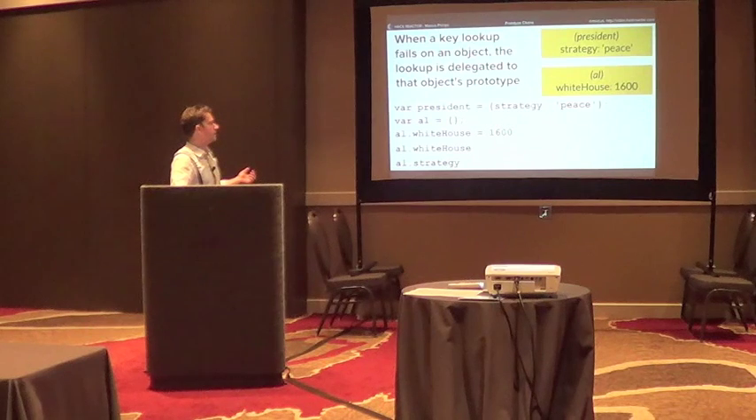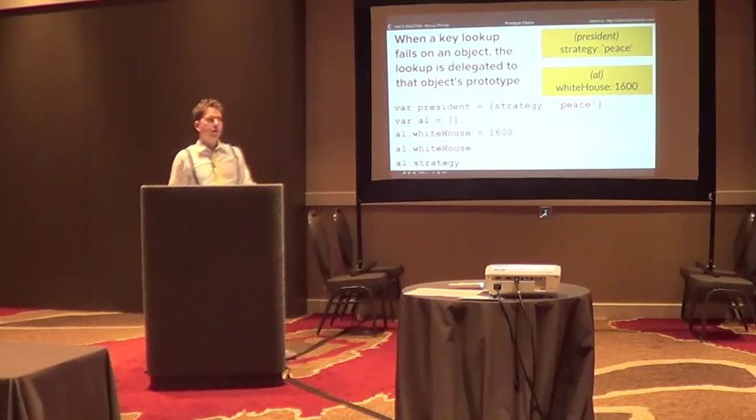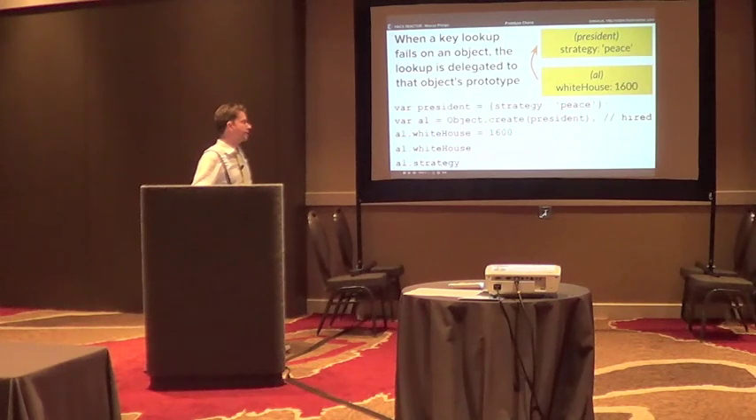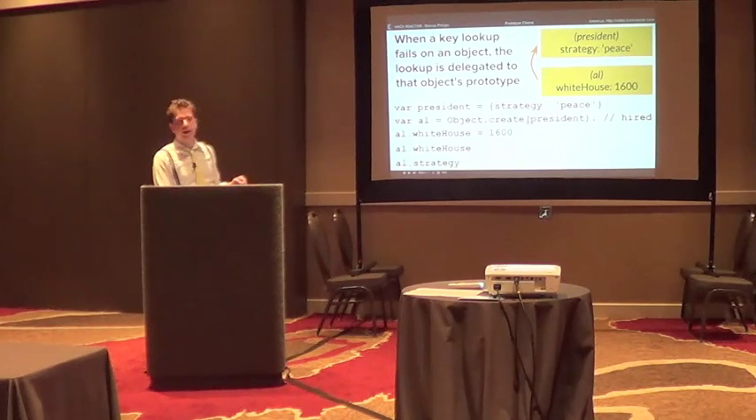But what if, instead of Al being a vanilla object, what if instead we created him in such a way that he would delegate? Al would delegate to the president. There is a function that you can run that will generate this relationship for you. It's called object.create. So instead of two curly braces, we're going to call object.create.